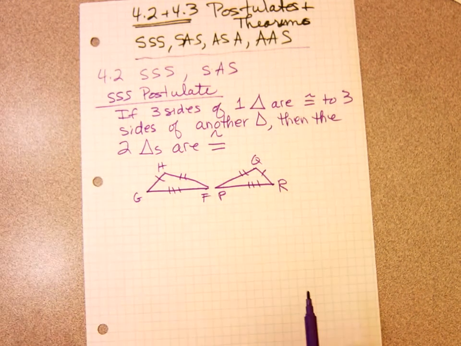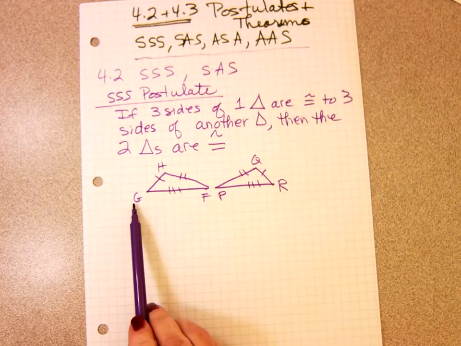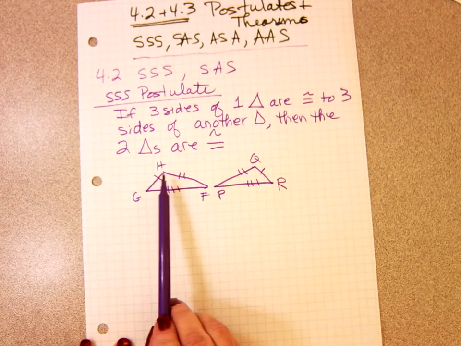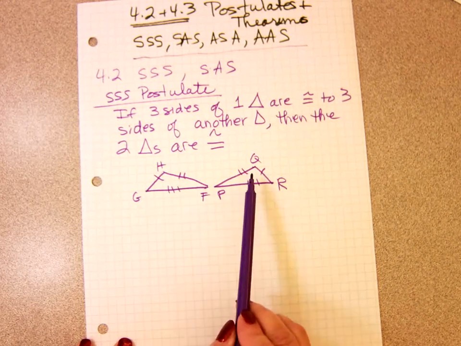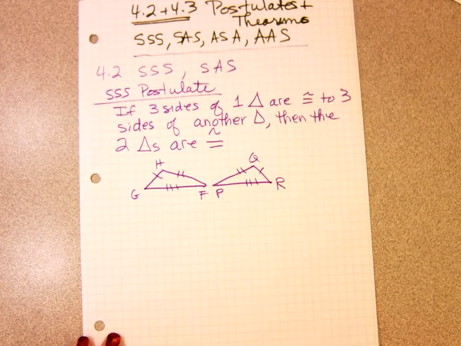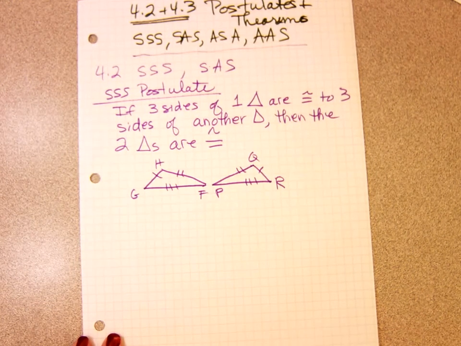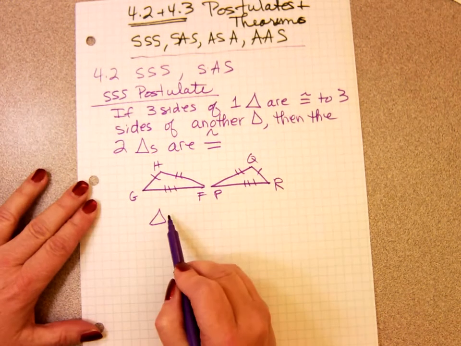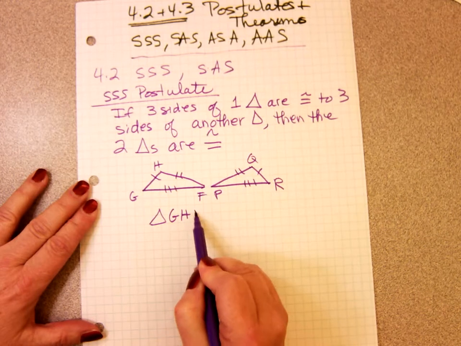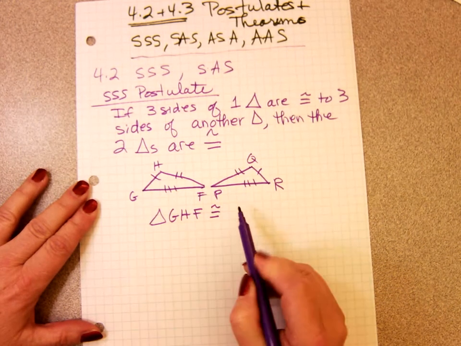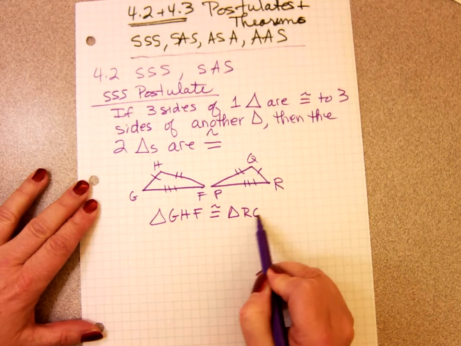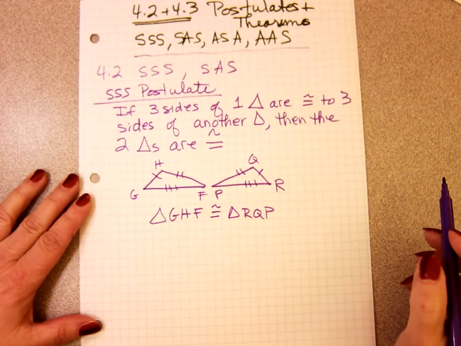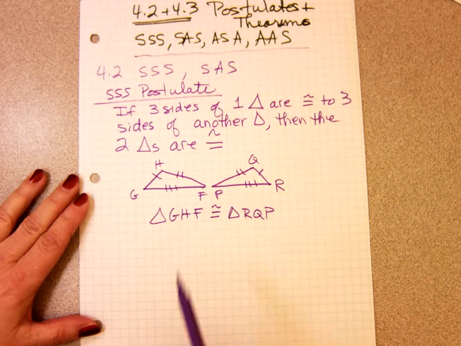Okay, so here's my diagram. I have triangle GHF and triangle RQP. Does anybody remember what these little tick marks mean on these sides? That they're the same lengths, correct. So, triangle GHF is congruent to triangle RQP. And the reason is because all the sides are congruent.